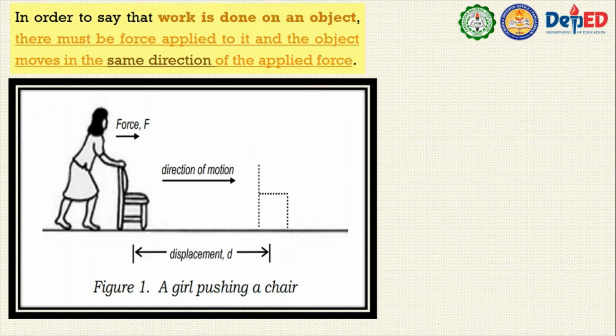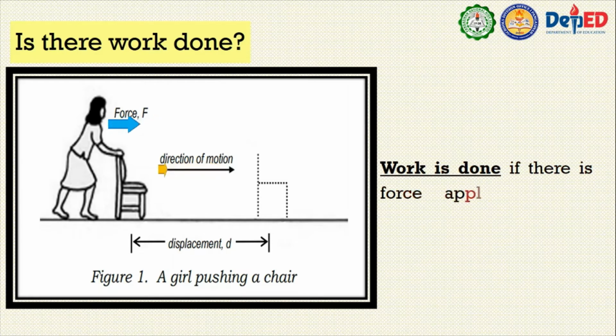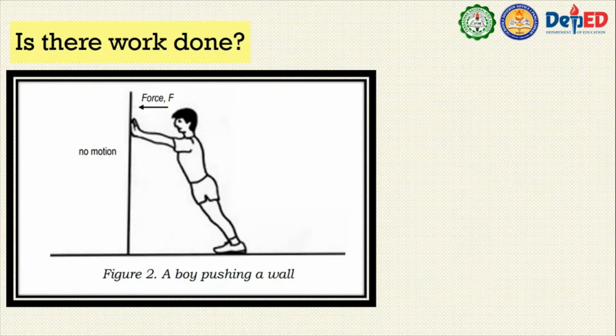Now, let's have a situation. Is there work done in this situation? A girl pushing a chair. Look at the direction of force and the direction of motion. Is there work done? Yes. Work is done if there is a force applied on an object and the object moves in the same direction as the force.